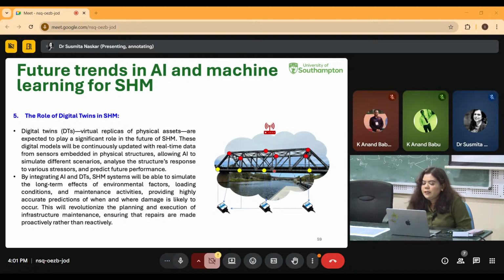So this approach will revolutionize infrastructure maintenance, moving from reactive to proactive strategies. Instead of waiting for something to break, as engineers we can plan the interventions in advance, reduce the risks, costs and downtime, while improving safety and reliability, right?